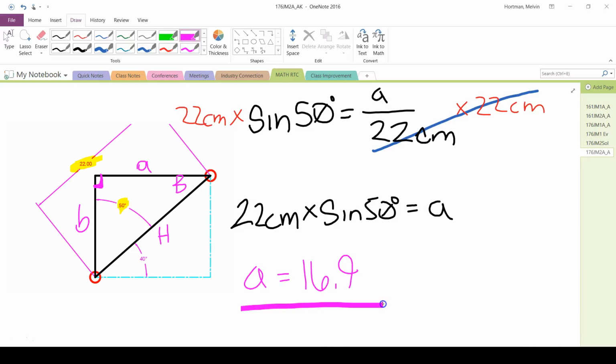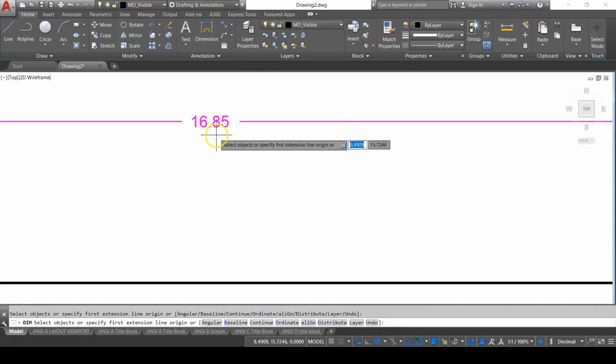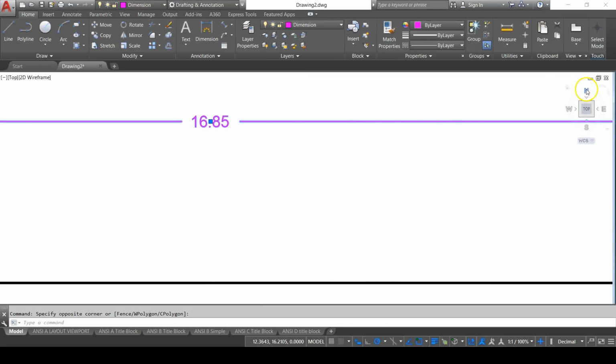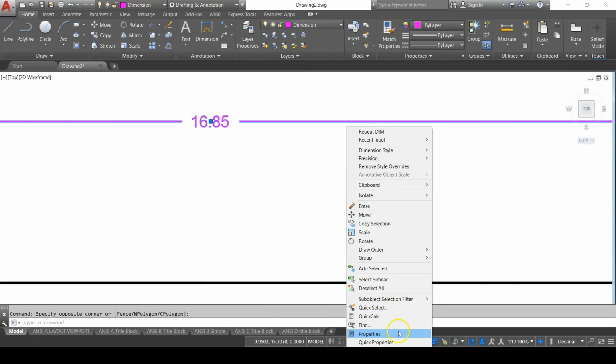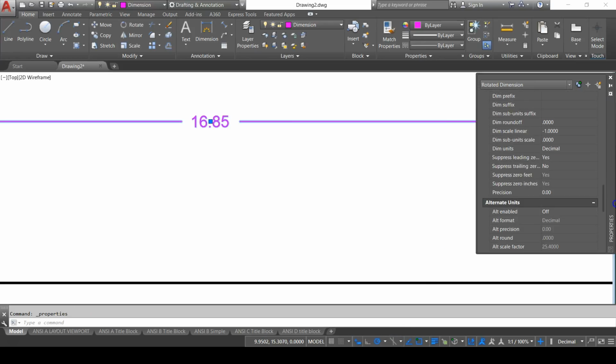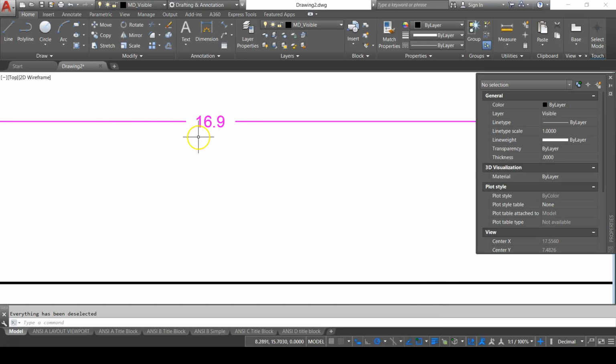16.9. And I can double check my answer in AutoCAD. I can put a dimension on this one. 16.85. Let's change the precision to, or sorry, let's change the accuracy to 3 sig figs, which would be a precision of 1 decimal place for this particular number. It's not true for all numbers. It depends on the size of the number. So 16.9, that's the answer I was looking for.